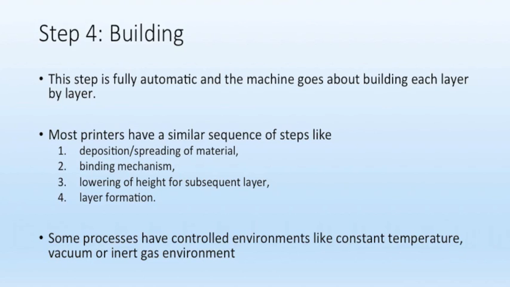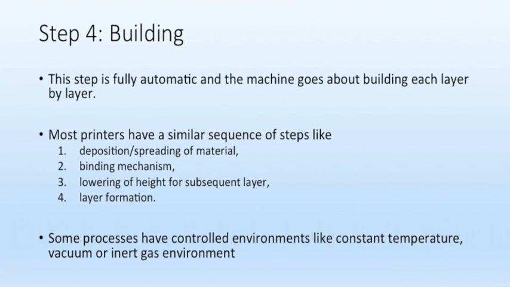Most printers have a similar sequence of steps as follows. First is the deposition or spreading of material across the build plate. Next, there's a binding mechanism. The printer can either be spraying glue onto a specific pattern, or probably using a laser to melt the specific layer. The next step, the printer lowers the z-axis height so that you can build the next layer on top of the layer that you just built. And so forth, you have your layer that is formed.